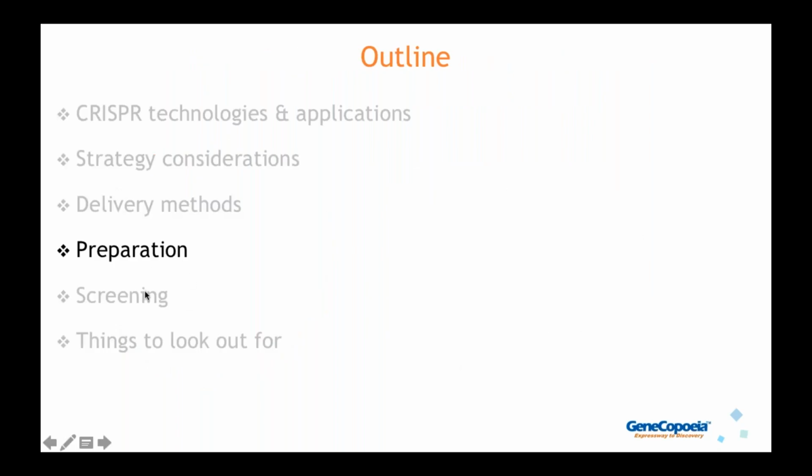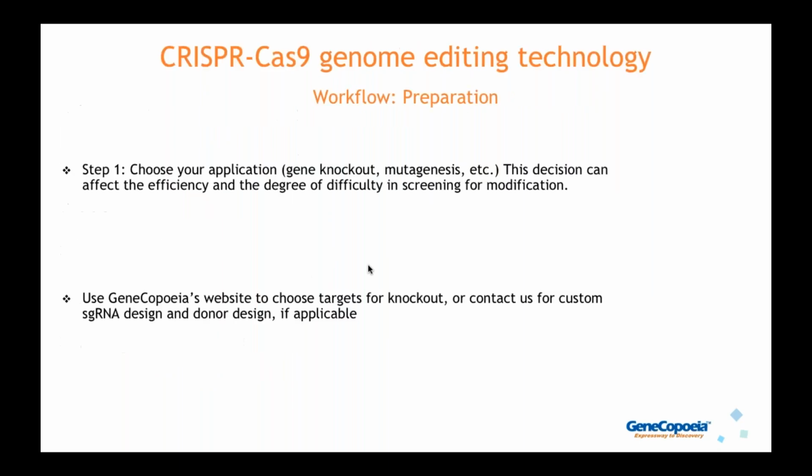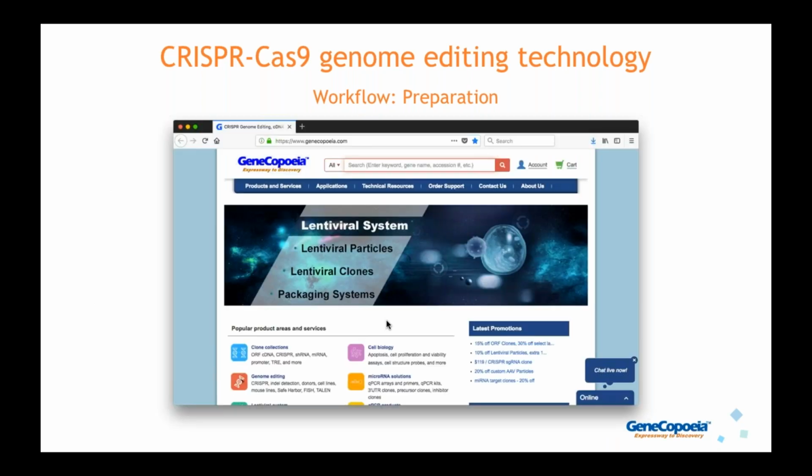Okay, so now let's talk about the preparatory steps for doing CRISPR-Cas9 applications in cell lines. So the first step we recommend is to choose your application, like I mentioned before, gene knockout, mutagenesis, etc. Again, as I mentioned earlier, as one of the considerations, it can affect the efficiency and degree of difficulty in screening for modifications. And the next step is to use GeneCopia's website to choose targets for knockout, or contact us for custom single-guide RNA and donor design if applicable.